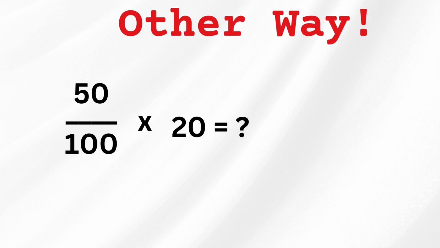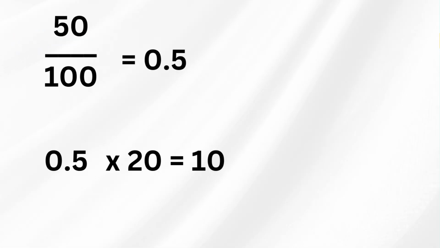In case we need to do mental math, where we don't need to show our work but to answer the question, let's write 50 over 100 times 20 and convert 50 over 100 to a decimal. So 50 over 100 becomes 0.5. Now all we need to do is multiply 0.5 by 20. And there you have it. 0.5 times 20 is 10.